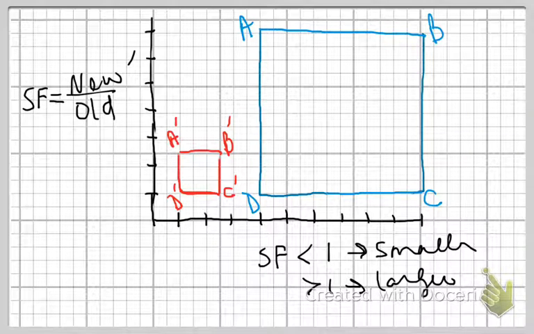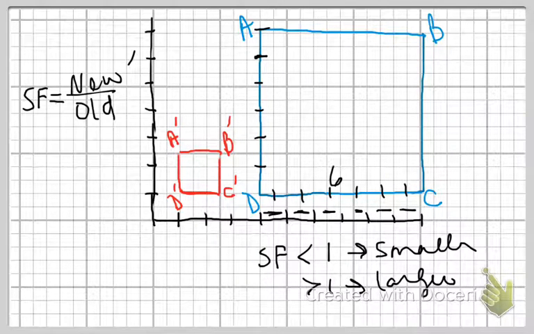Now, how much smaller does it get? Well, we have to count here. Because I have my lines set up this way, I'm going to count 1, 2, 3, 4, 5, 6. So the bottom is 6. Now I'm going to count this space, 1, 2, 3, 4, 5, 6. So that's 6.